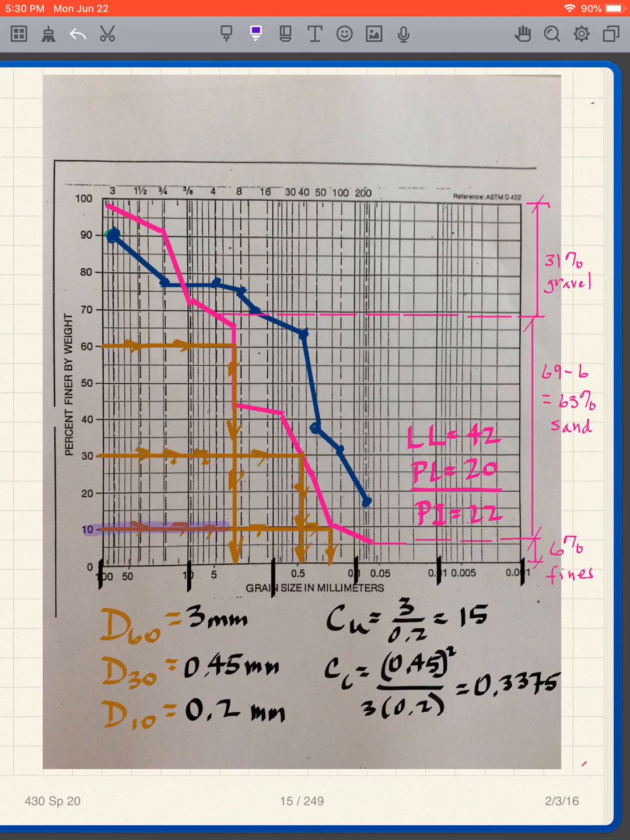And then I do the same thing. I read off D10. Again, it's between 0.1 and 1. It's less than 0.5. It's approximately 0.2. So I get a value of approximately 0.2 for my D10.